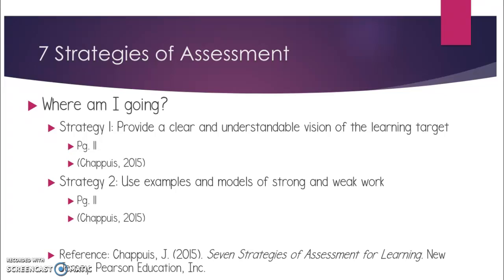I'm now going to discuss the 7 strategies of assessment, and I'm just going to go through them in a similar fashion to how our book did. So where am I going? It's always good to know where we're going and what the expectation is. So strategy 1, provide a clear and understandable vision of the learning target. This just is saying, make sure you put your expectations and what you want the students to know in student-friendly language.